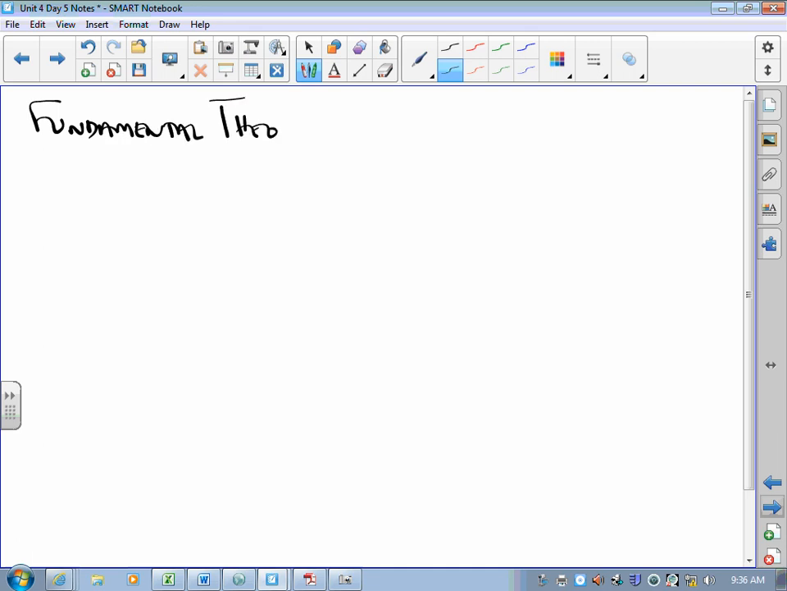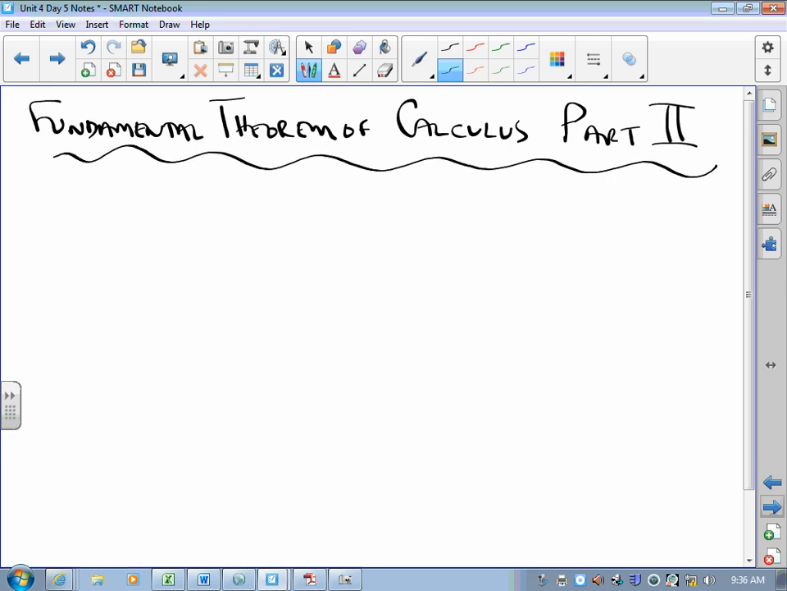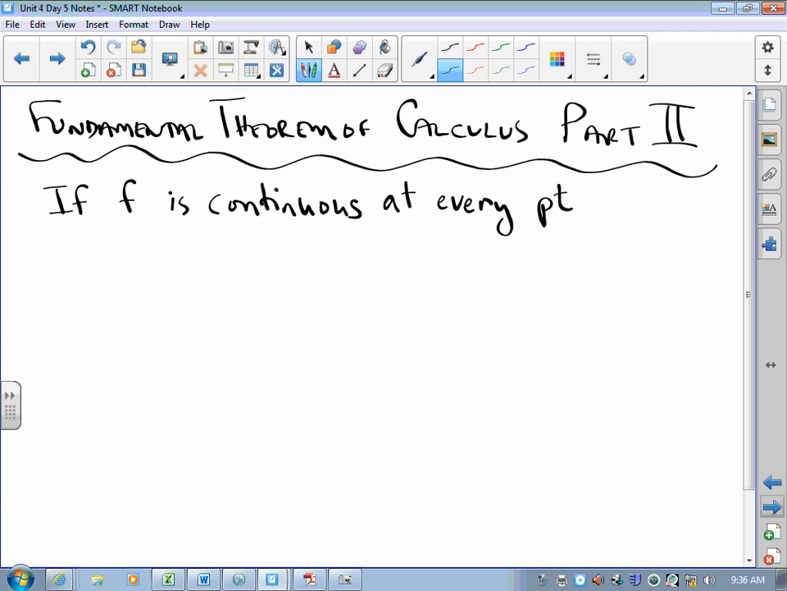And this is the part with which we are more familiar as calculus people, because this is the part that helps us actually evaluate integrals. This is the part where we say, okay, I want to find the value of this definite integral. How do I do that using antiderivatives? So here's the way the theorem reads.